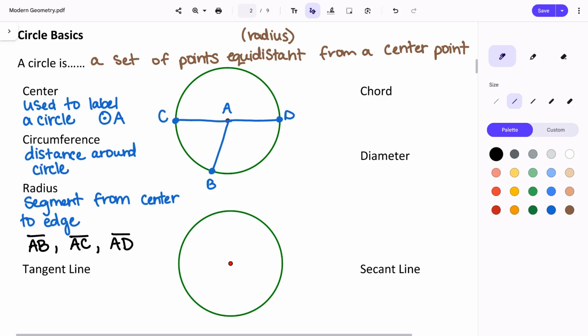Now, AC and AD, we know some stuff about circles. If I were to put those together, what is it making? A diameter. So maybe let's write ourselves a little note about that. These 2 things together make a diameter. Okay, and that leads me to my next definition. Over here now, to the right, let's go up to a diameter.